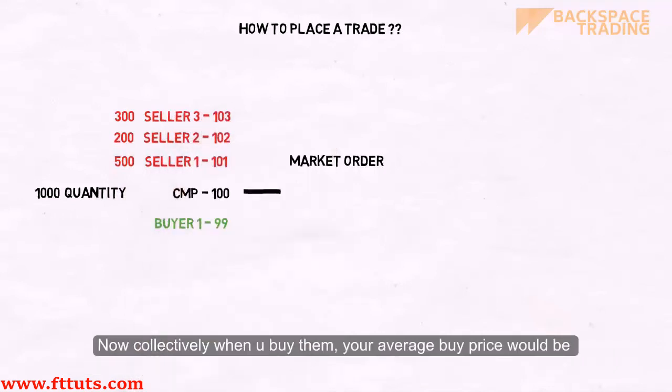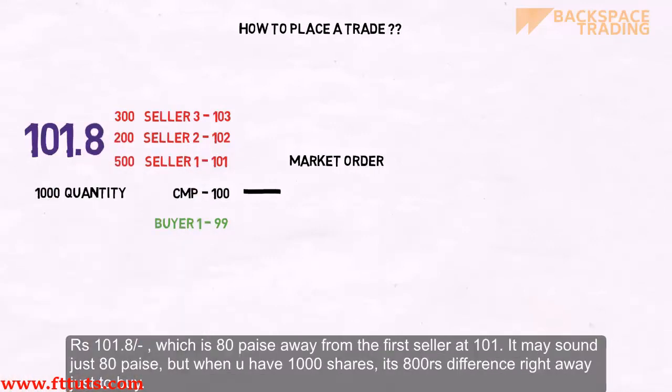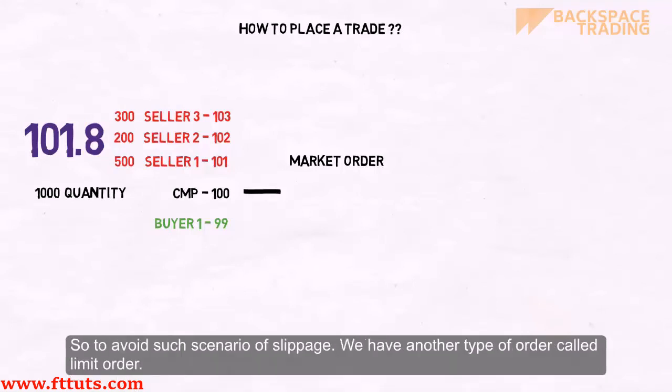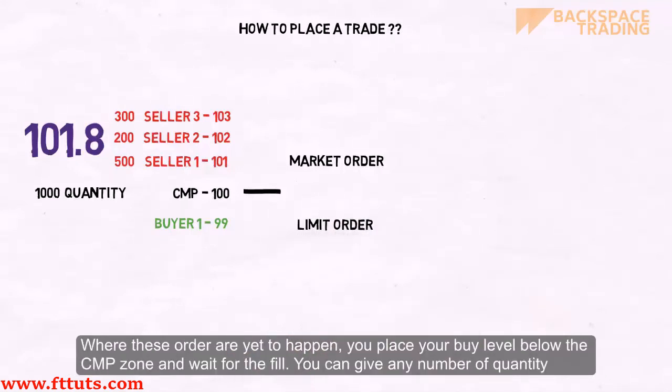Now collectively, when you buy them, your average buy price would be about 101.8, which is 80 paise away from the first seller at 101. It may sound like just 80 paise, but when you have 1000 shares, it's an 800 rupees difference right away just to buy. So in order to avoid such a scenario, we have another type of order called limit order.